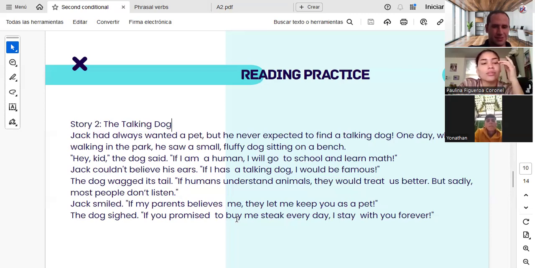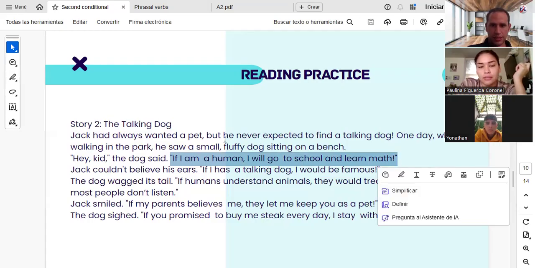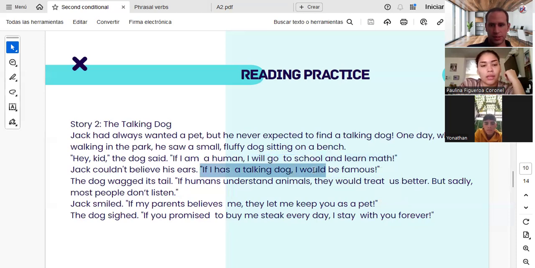If I was or were a human, okay, let me check. What is the first condition? At the end of the paragraph. If I were a human, I will go to the school and learn. Awesome. Well done. The next one.